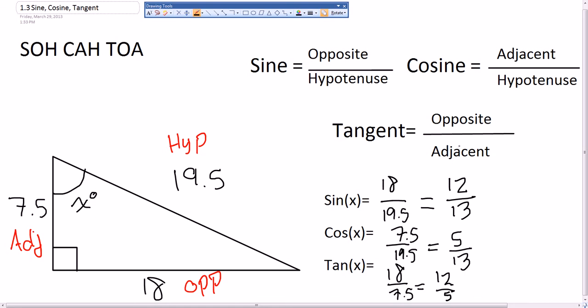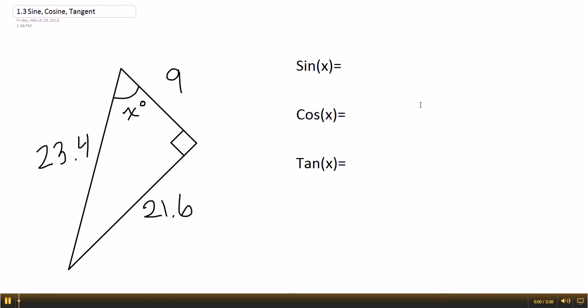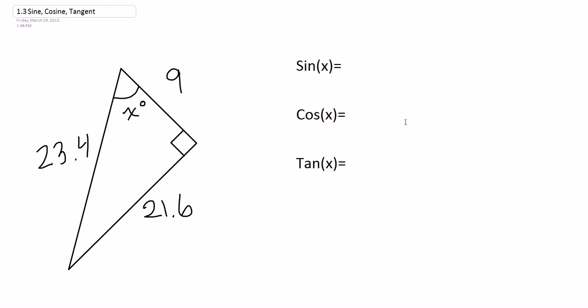What we're going to try next is a practice question for you to do on your own, and then we'll check the work here together. So I'll give you some practice here to try these out on your own. We've got our angle here, x. We've got a right angle triangle with sides 9, 21.6, and 23.4. I want you to find the sine of x, the cosine of x, and the tangent of x in simplified form. So pause the video and give that a try.